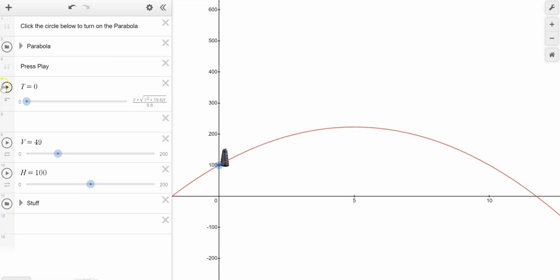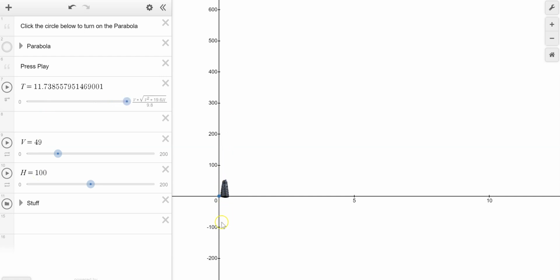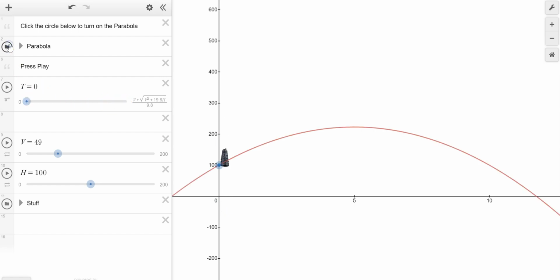So I'm going to hit play here. Let's turn off our parabola. And this is what's happening. So it's shot up with an initial velocity of 49 meters per second from a height of 100. It goes up, and then it comes down. You can see it's even speeding up as it gets closer, and then it hits the ground in 11.73 seconds. So here's the parabola that's matching it. So you can see it now. So the parabola maps the height of the function. So as time goes by, it's giving us the height of our object.